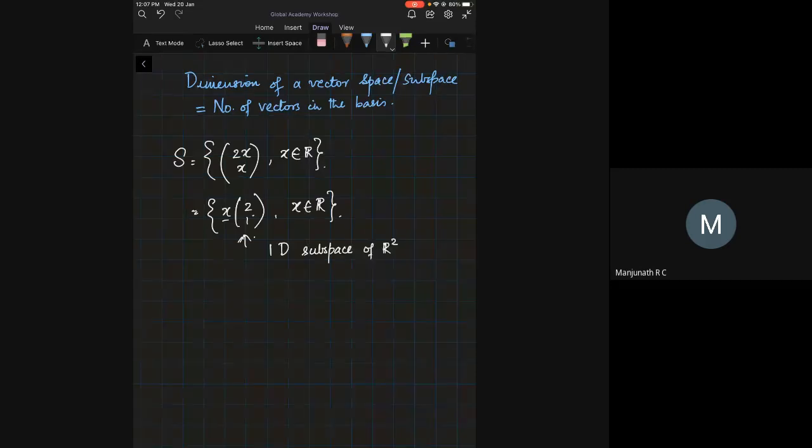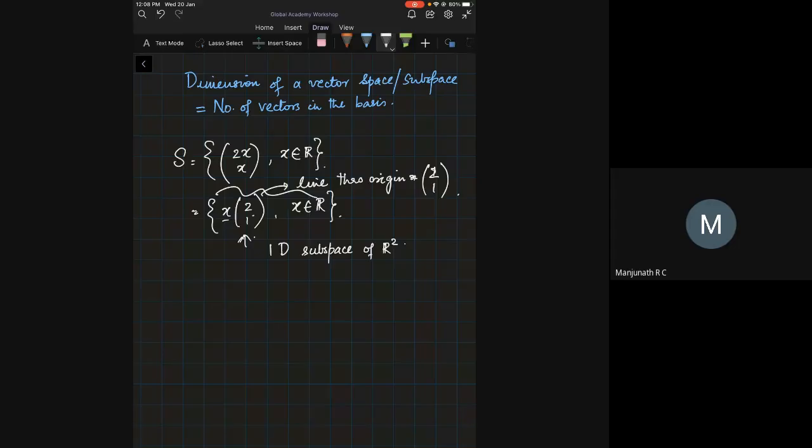Now, this is interesting because I know this is a line. This entire set is basically a line through the origin and the point (2, 1). Therefore, a line is basically single dimension. We don't say it is R1, we say that it is a single dimensional subspace of R2. So now what we see is that this is a one-dimensional subspace of R2.